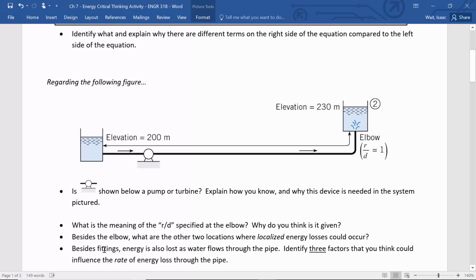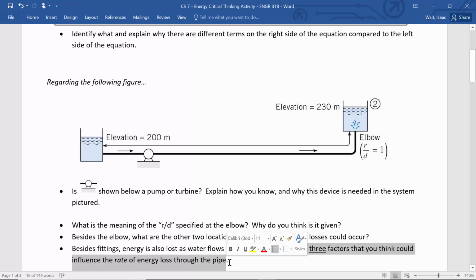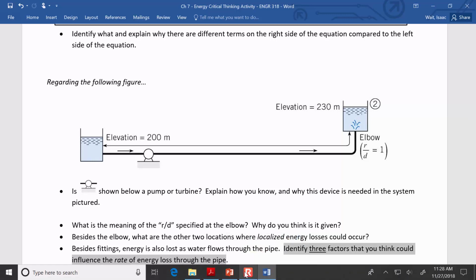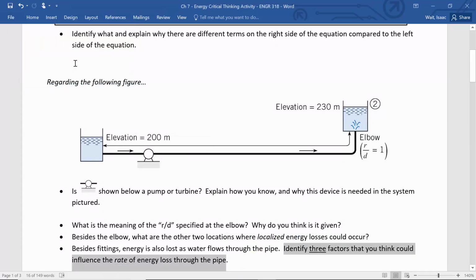Okay, energy is also lost as water flows through the pipe. I asked you to write 3 factors that you think could influence the rate of energy loss through the pipe. If you didn't already write something down, I'm going to pause for a moment so you can think about that. What are the 3 factors that can influence the rate of energy loss due to pipe friction?